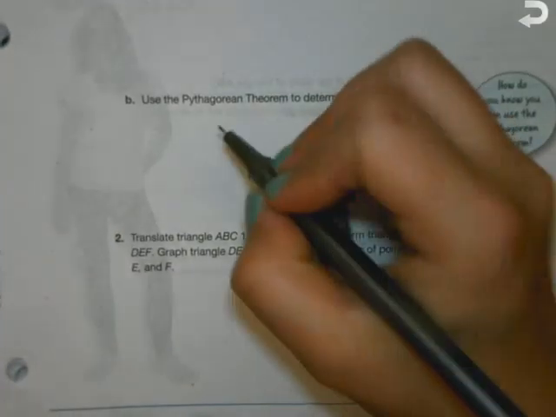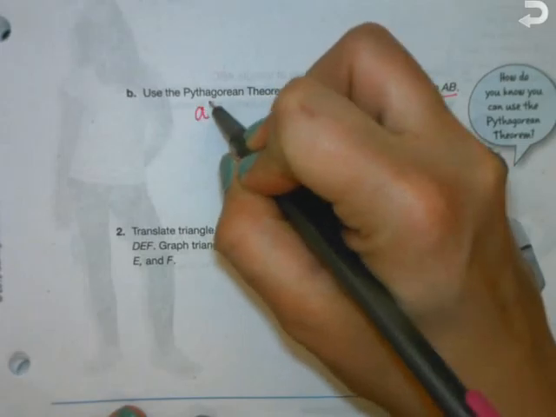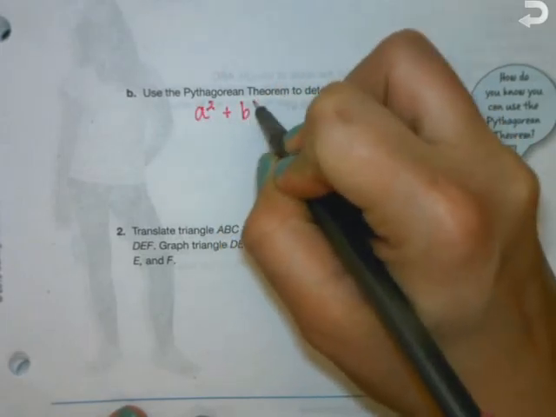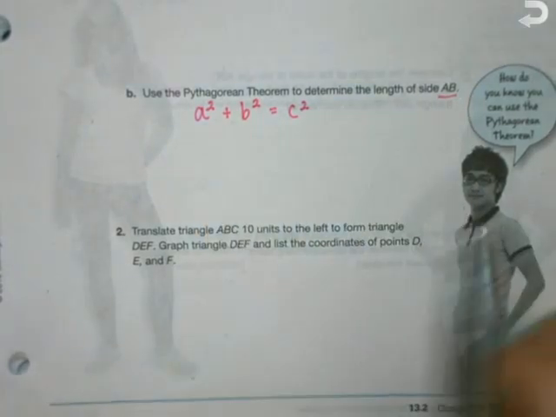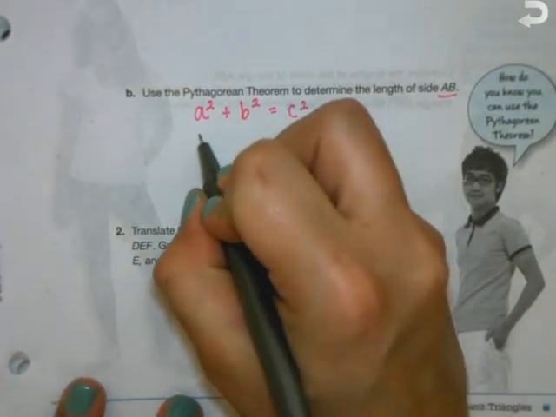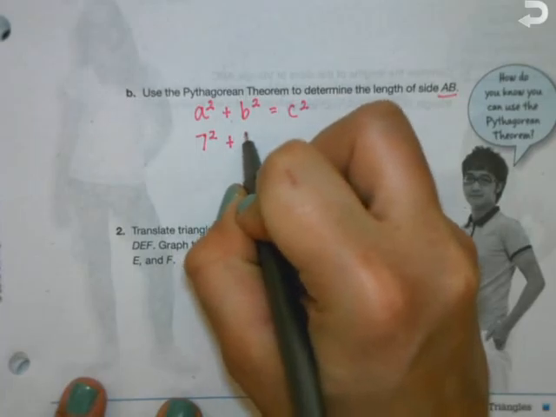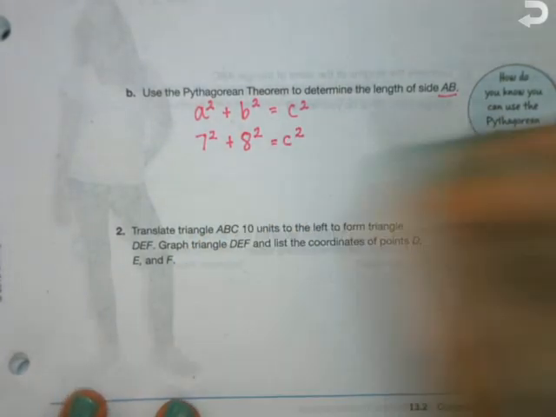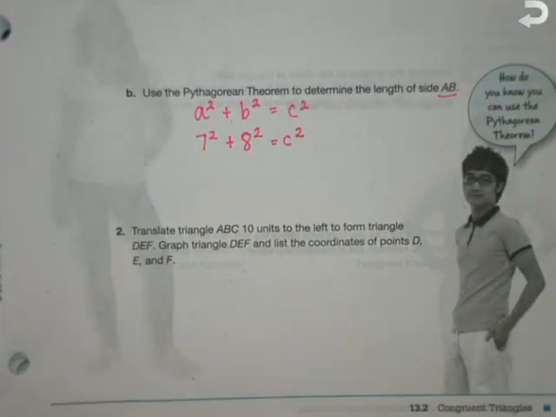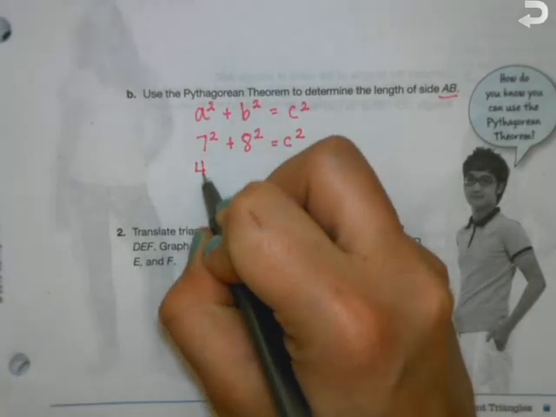theorem to start. So the Pythagorean theorem is A squared plus B squared equals C squared. A squared we determined was 7, so that's going to be 7 squared plus B squared, that's 8 squared, equals C squared. We're just going to do this together, guys. What is 7 squared? Plus what?